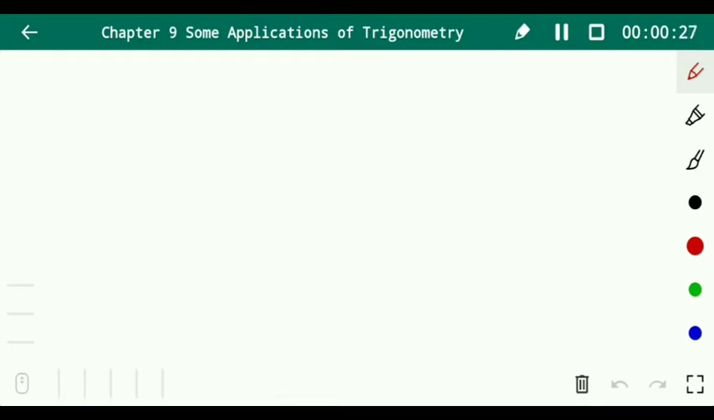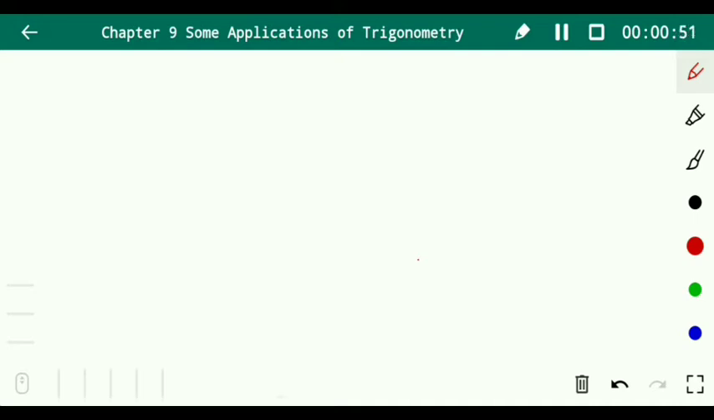As we have said in chapter 8, trigonometry was invented because its need arose in astronomy. It's used to calculate distance from the Earth to the planets and stars. Trigonometry is also used in geography and in navigation.